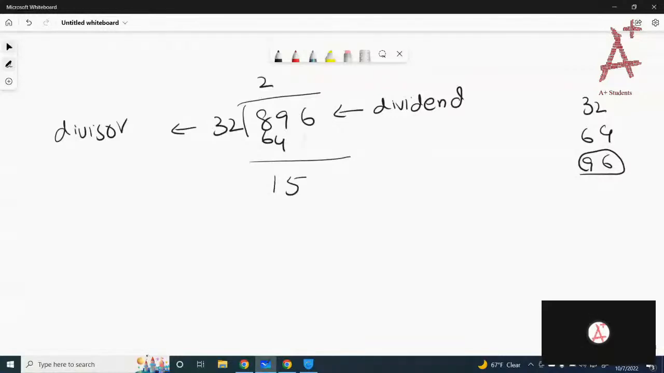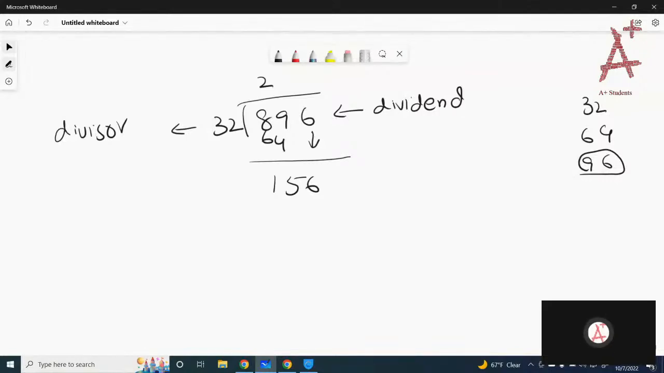15 is less than the divisor. Divisor is 32. And here we have 15. We cannot divide a smaller number by the greater one. Got it? So let's just bring the next digit down to make the number greater than 32. It is now 156. So you need to count a table of 32 until you get 156.